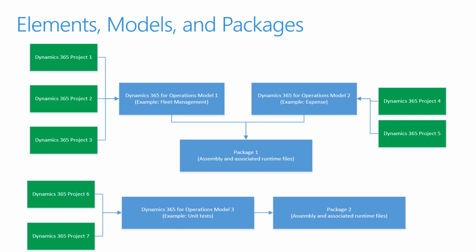A Dynamics 365 for Finance and Operations deployable software package is a deployment unit that may contain one or more models. In addition to elements, a package includes model metadata, which is the description data that defines the properties and behaviors of the model. A deployable software package can be exported to a file, which can then be deployed into a staging or production environment. Because they are used for code deployments, we refer to deployable software packages as a runtime concept.